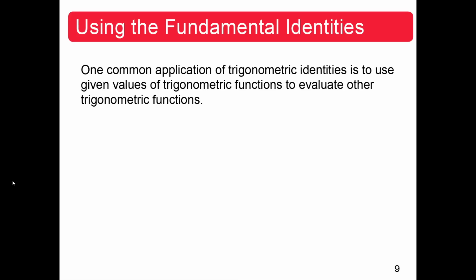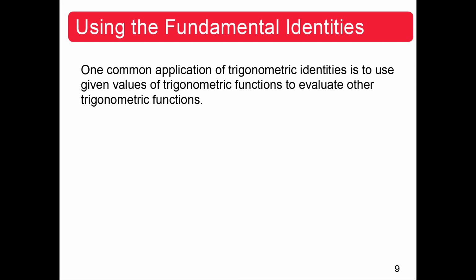Next up here in this first section in Chapter 2 is how we're actually going to use the fundamental identities to deal with certain types of problems. They mention here that one of the most common types of applications for these is to use given values to evaluate the remaining trigonometric functions.